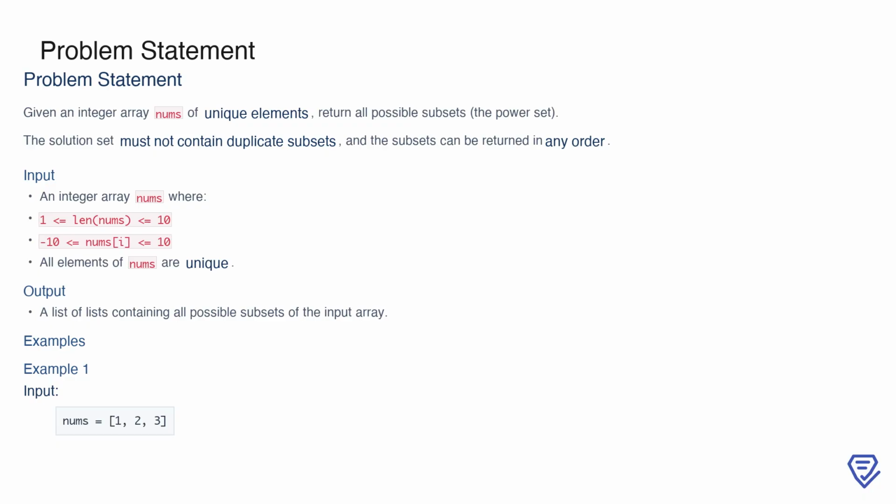The input constraints specify that the length of nums will be between 1 and 10, and each element in the array will be a unique integer between -10 and 10. The output, as required, is a list of lists, where each inner list is a subset of the input array.